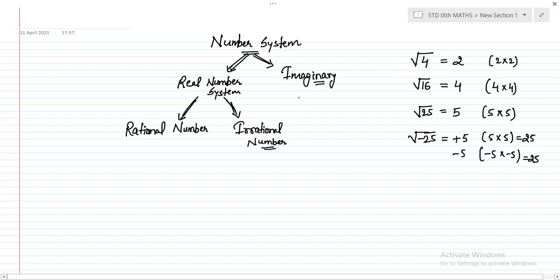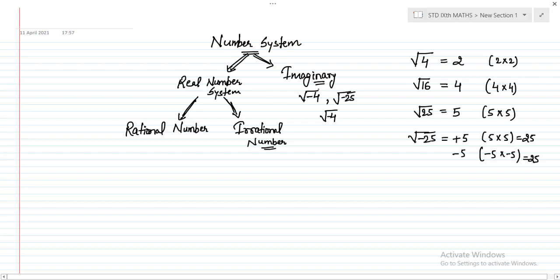So we can say root under minus 4 is an imaginary number. Similarly, root under minus 25 is also an imaginary number, because its square root is not possible. Not only the square root, the cube root of minus 4 also cannot be determined. Such expressions are called imaginary numbers. I hope the concept is clear, what is imaginary and what is the real number system.